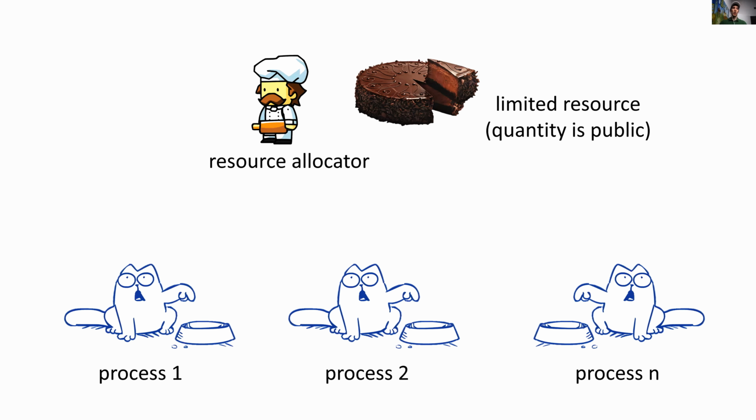processes. So if we think of time as happening in discrete rounds, then in every round, some subset of the processes are going to ask for a slice of cake, and the allocator will assign the slices of cake however it sees fit. So in this particular case, it gives process 1 a slice of cake and gives process 2 nothing.